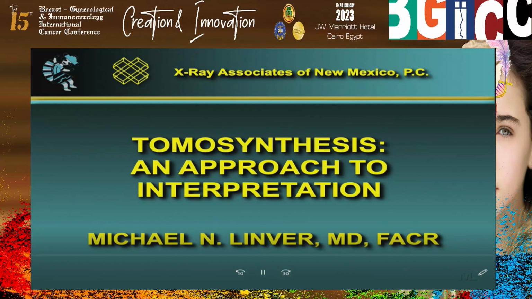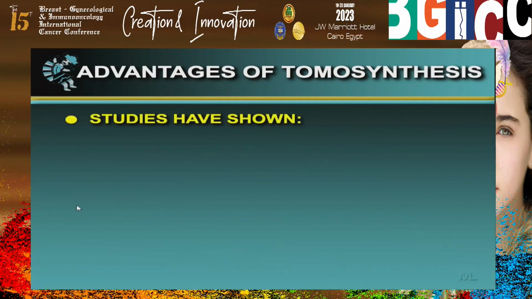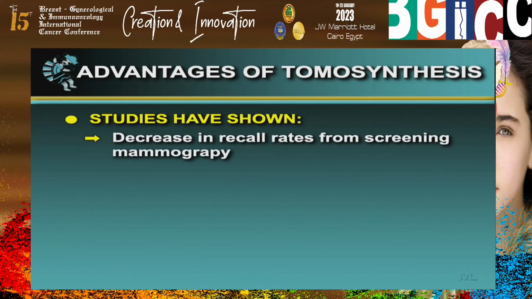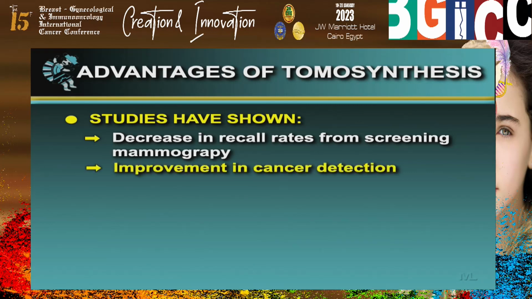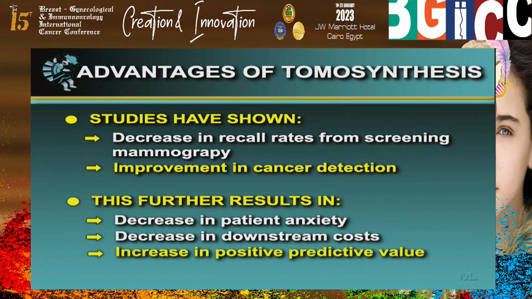So we're going to be discussing tomosynthesis and approach to interpretation. So what are the advantages of tomosynthesis? Well, the studies have shown that it decreases our recall rate tremendously and at the same time improves our cancer detection rate, both huge advantages, which further result in a decrease in patient anxiety, they don't have to be called back as often, and a decrease in our downstream overall costs of doing breast imaging. And at the same time, there's an increase in positive predictive value.